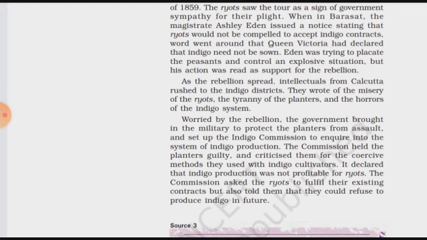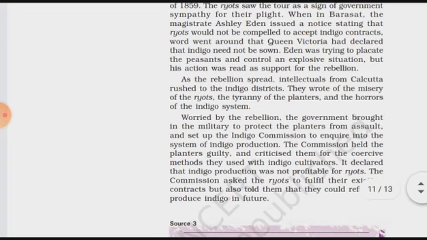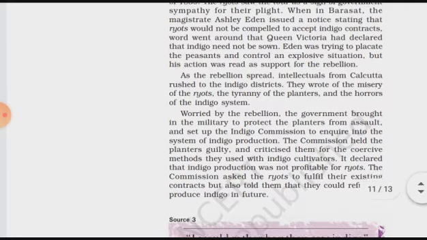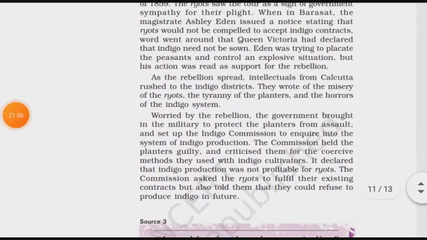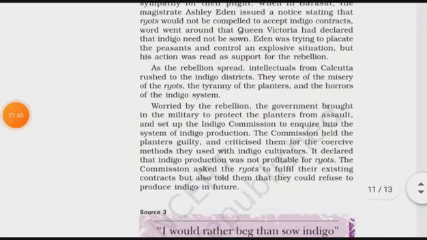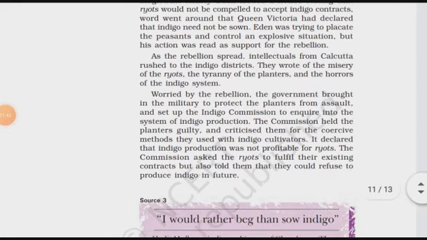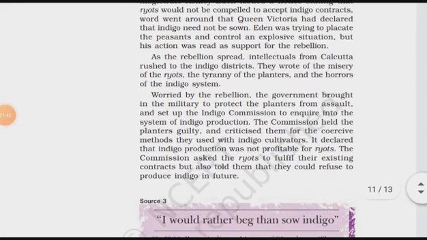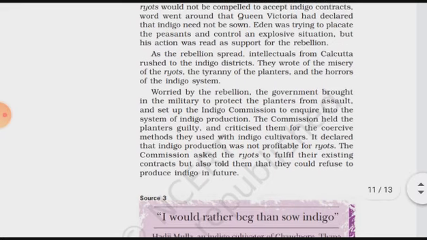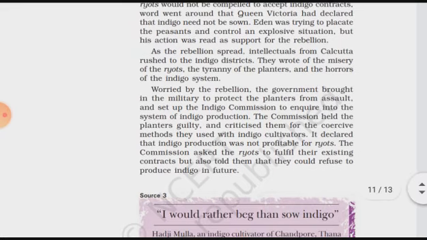But whatever action was taken by Eden, it was read and felt by the British as support for these riots and these revolutionaries. Then, as the rebellion spread, what happened? Intellectuals from Calcutta rushed to the indigo districts. They wrote of the misery of the riots, the tyranny of the planters, and the horrors of the indigo system.